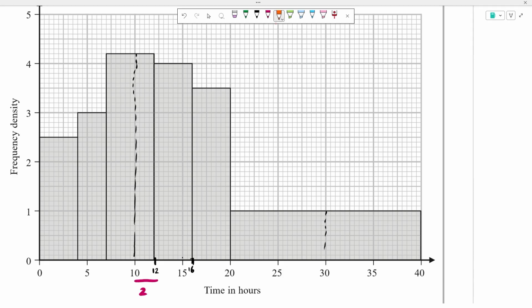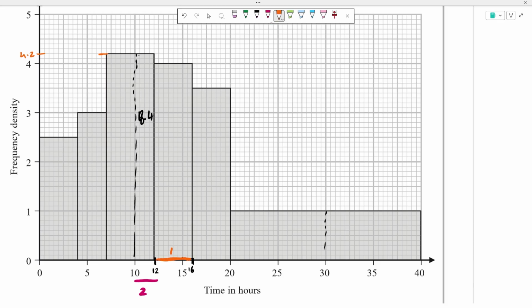What's our frequency density? Well, this is 4.1. If this is 4.5, then 4.1, 4.2, 4.3, 4.4, 4.5. So our increments are in 0.1s. That means that this is going to be 4.2. Perfect. So our frequency here is going to be 4.2 multiplied by 2, which is just going to be 8.4.